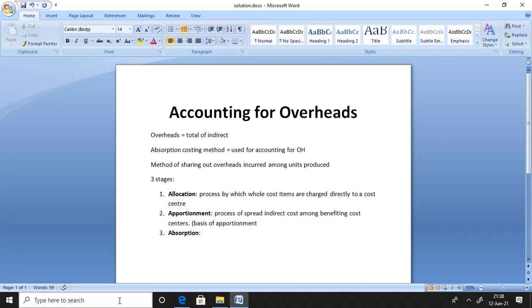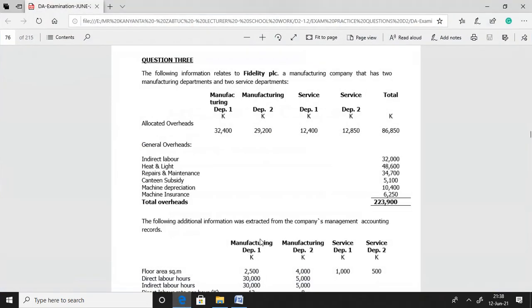So let me pick a question. I'm getting this question from a past question paper for ZICA exams. This is the June 2020 examination, and it was question 3 in that particular paper. The question reads: the following information relates to Fidelity PLC, a manufacturing company that has 2 manufacturing departments and 2 service departments. The manufacturing departments are department 1 and 2, and the service departments are department 1 and 2 as well.